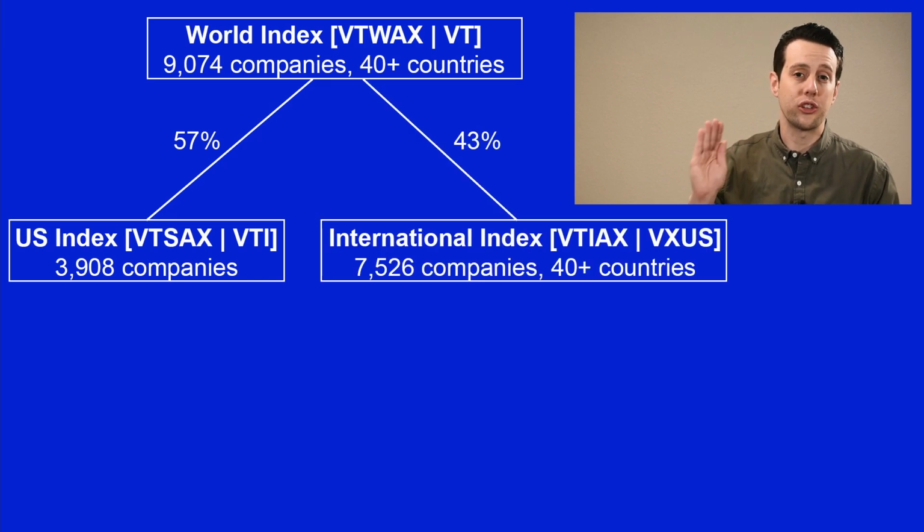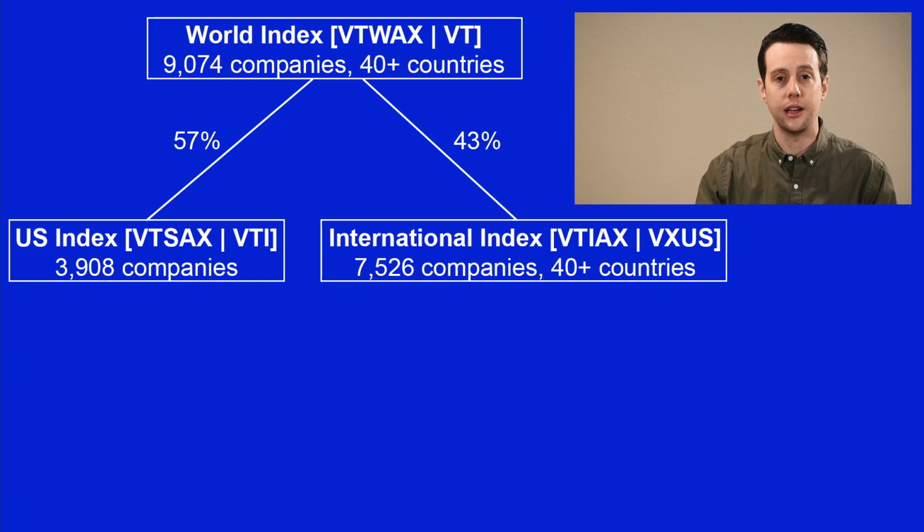For international stocks, they have the Vanguard Total International Stock Market Index, ticker VTIAX for the fund and VXUS for the ETF. This fund tracks the FTSE Global All Cap ex-US Index. It allocates your investment across 7,526 companies in over 40 countries. Next, we step down another level.